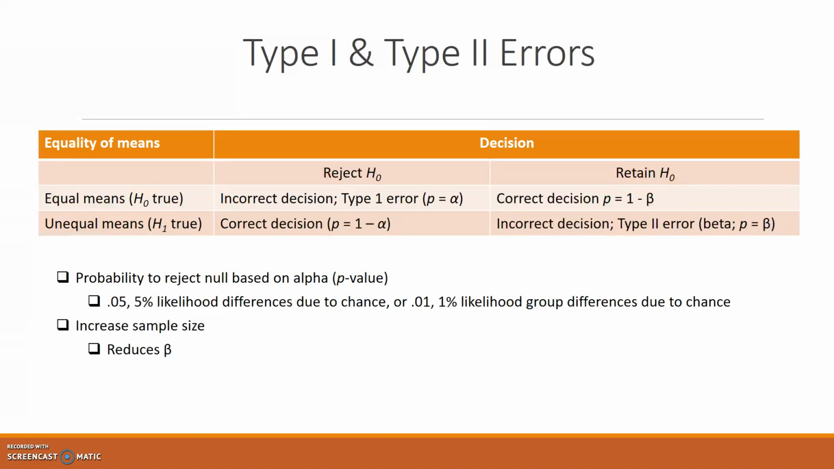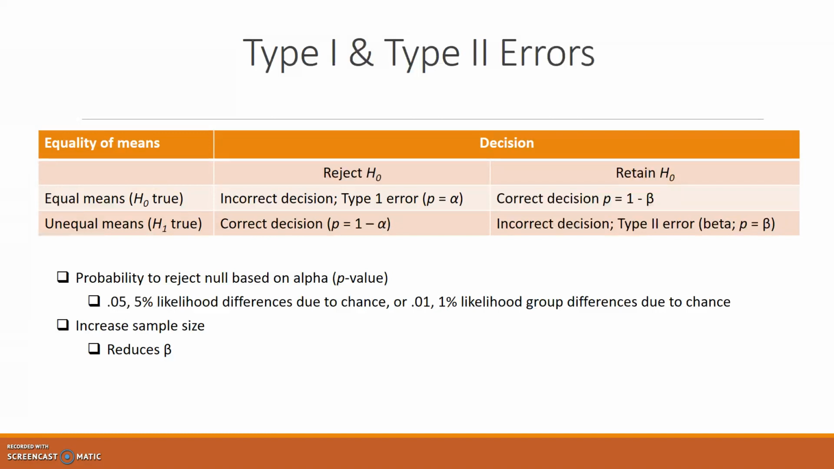The other approach is using a more conservative p-value, 0.01. In this case, we're willing to accept 1 time out of 100 that the means are going to differ just due to chance alone, not due to some kind of meaningful effect of our intervention or whatever it is we are doing.